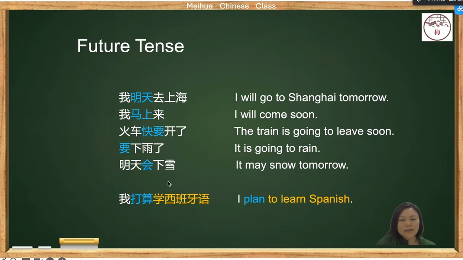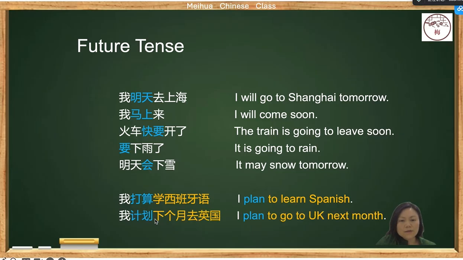Okay, for the second form, verb plus verb. For example, 我打算. 打算 is the first verb, right? So second, we should add another verb. Verb 打算 means plan. Plan to do what? 学西班牙语. 学 is the verb. 学 means learn. Learn Spanish. So in translation, I should say I plan to learn Spanish. So two verbs here, right? One is plan, one is learn.